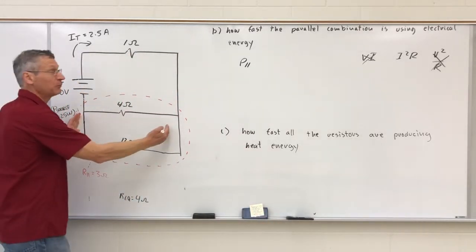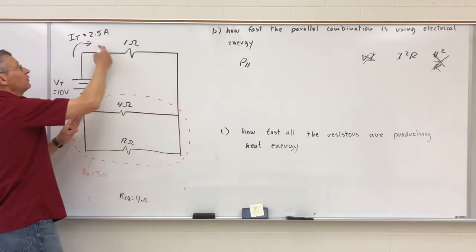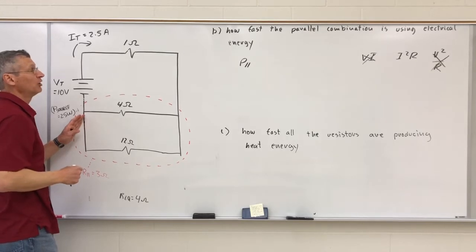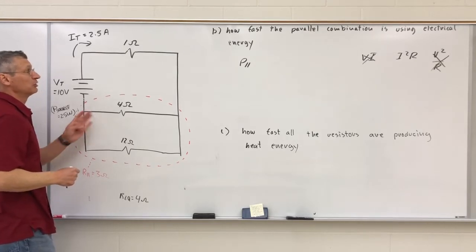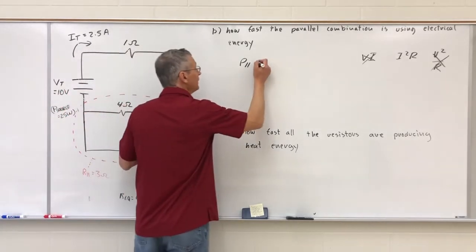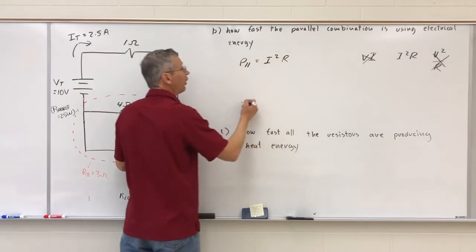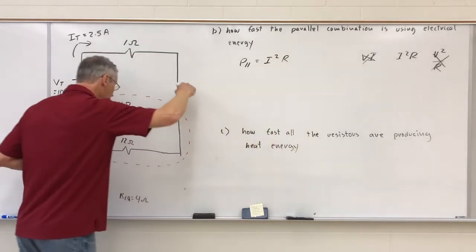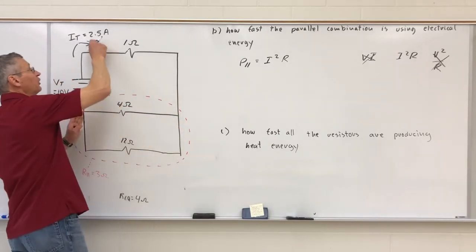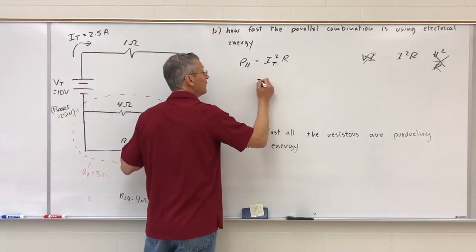If you treat this as one big resistance, what's the current through it? The current through it is the total current in the circuit, which I figured out when I was doing the last question, 2.5 amps. So how about this? The power of the parallel combination is going to be I squared R. We want the current through the parallel combination. And again, if you treat this as one big resistance, there's the current that's going through it, 2.5 amps.